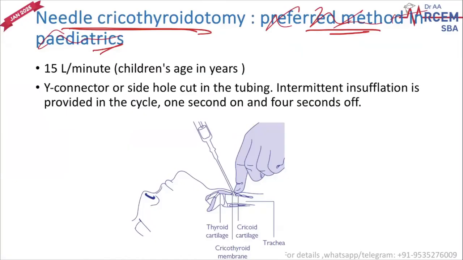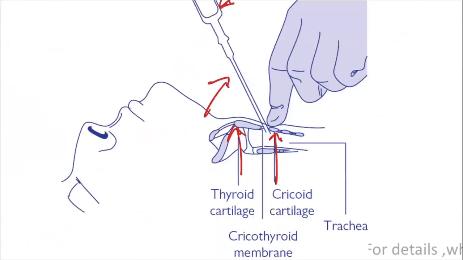What you will be doing is, again here, palpate the thyroid cartilage, palpate the cricoid cartilage. In between the thyroid and cricoid cartilage, a large bore cannula will be placed, attached to a needle, attached to a syringe. Continuous negative suction you will be doing. Once you aspirate the air, you know that you are inside the trachea. Once you are inside the trachea, disconnect it and connect the oxygen.